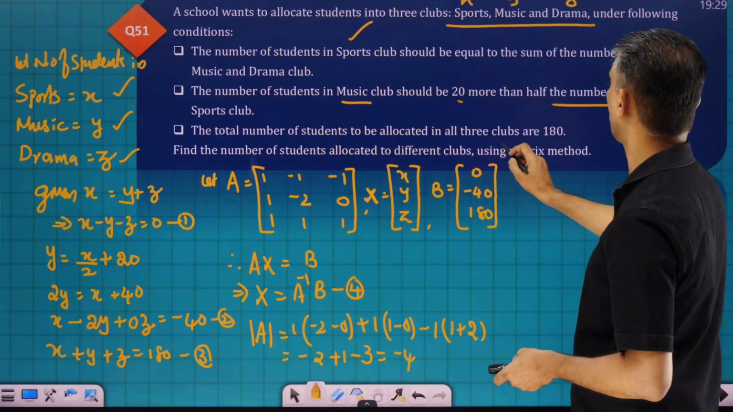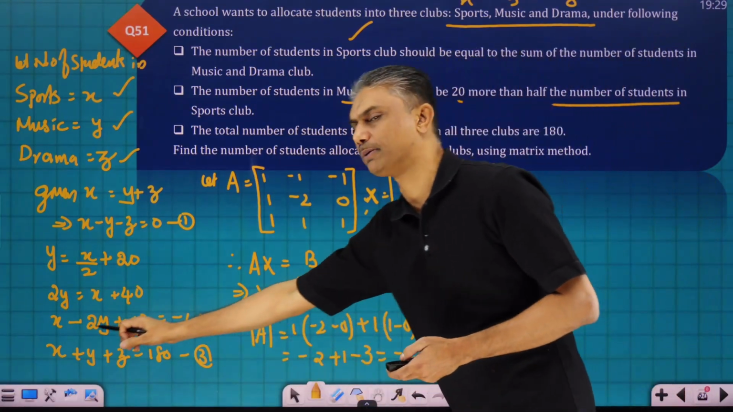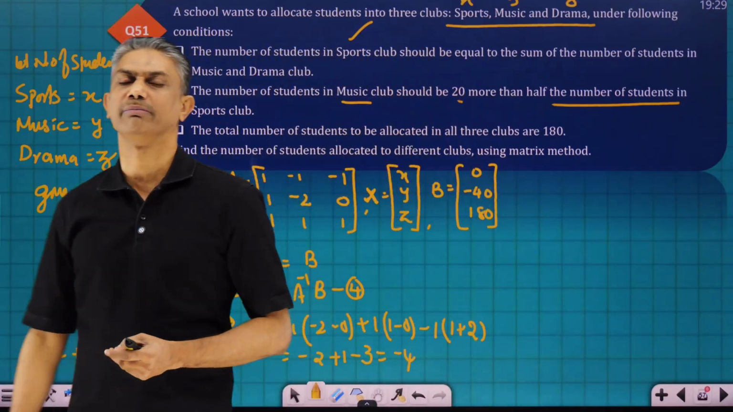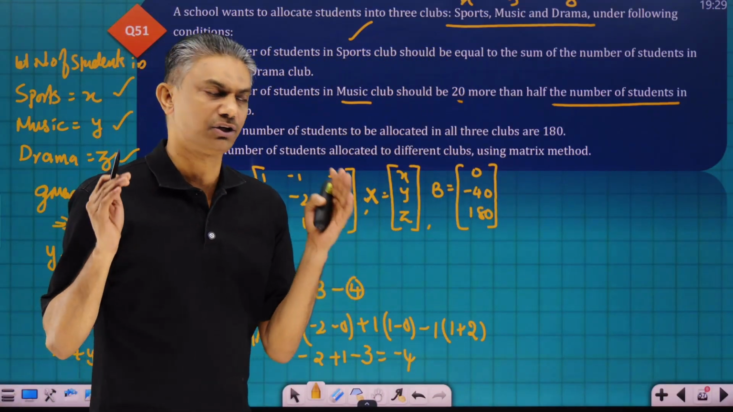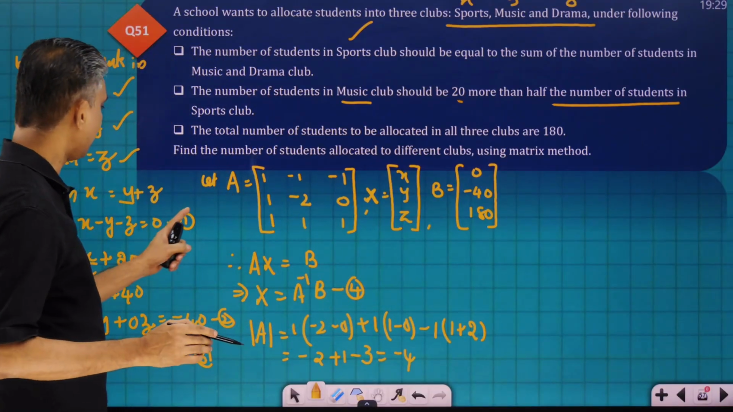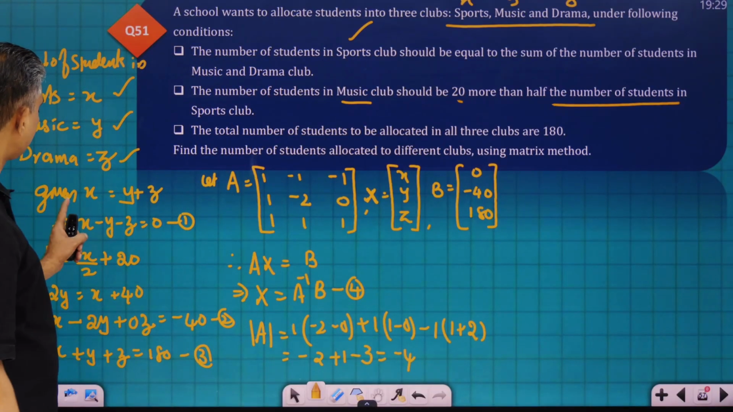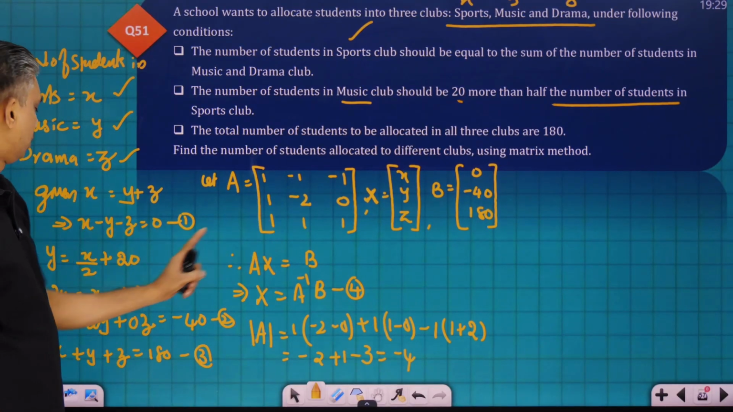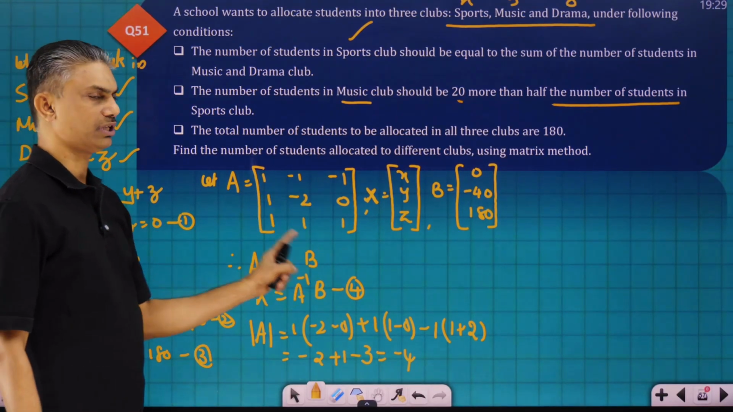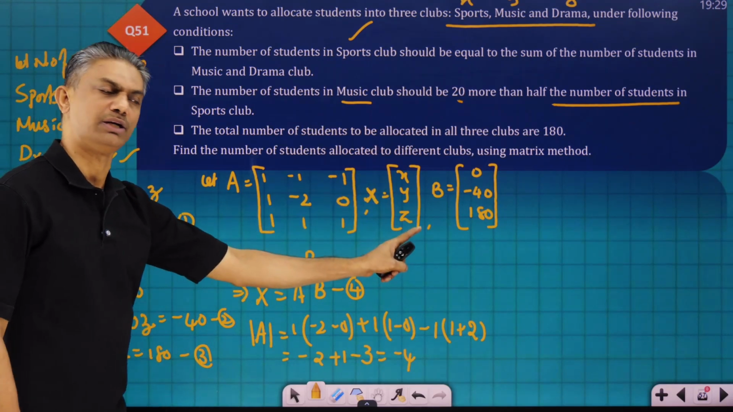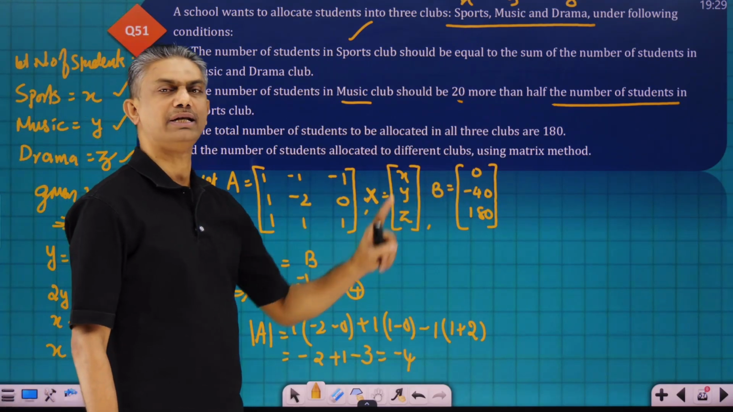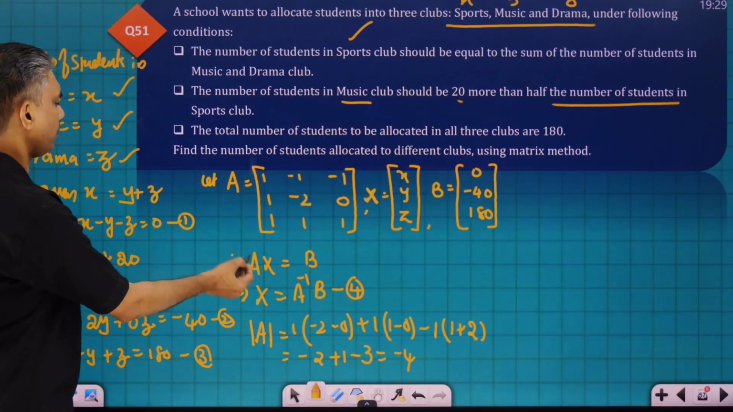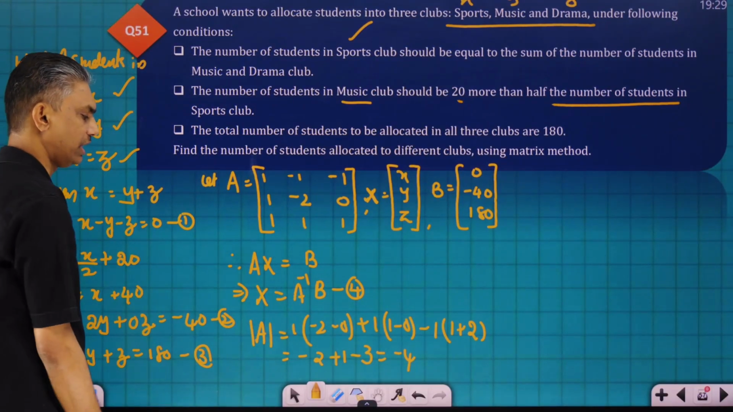Now, the last one. The total number of students allocated to all 3 clubs is 180. That means X plus Y plus Z is equal to 180. You already know how to solve a matrix equation in the form AX is equal to B. What is the coefficient matrix? 1, minus 1, minus 1; 1, minus 2, 0; and 1, 1, 1. The variable matrix is X, Y, Z and the constant matrix is 0, minus 40, 180. We have done this many times in class. So the matrix equation gives X is equal to A inverse B.